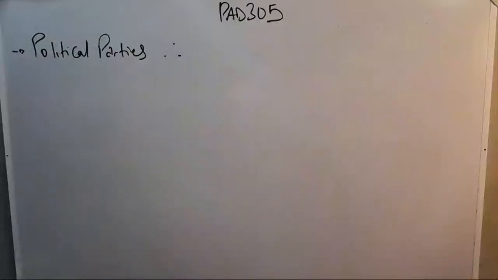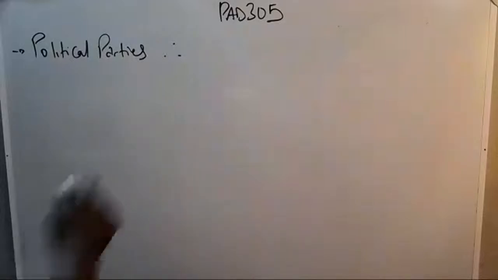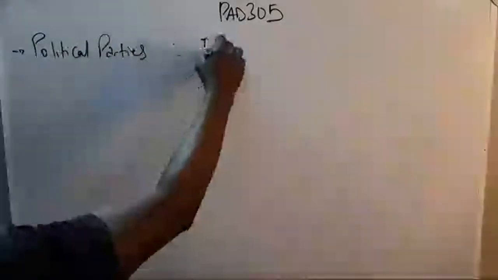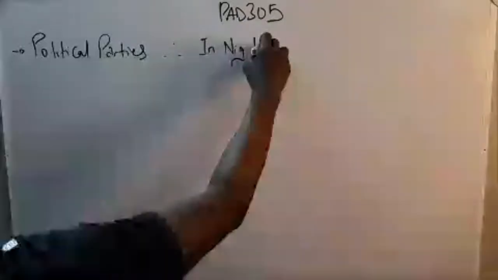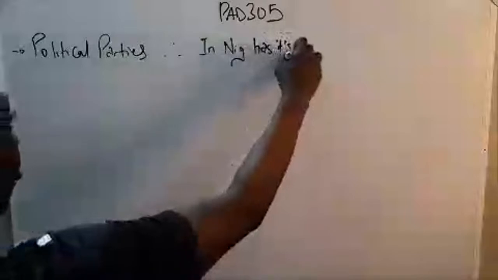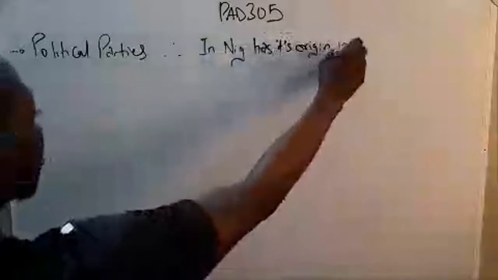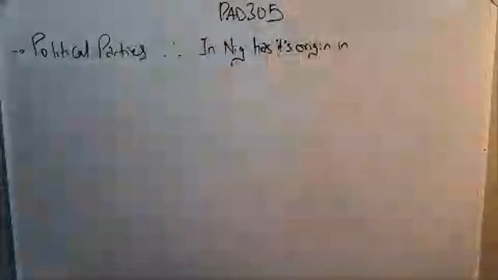Now we have the colonial era in Nigeria. Political party had its origin in the Clifford Constitution of 1922, which introduced the elective principle. Right? Political party in Nigeria has its origin in the Clifford Constitution of 1922.